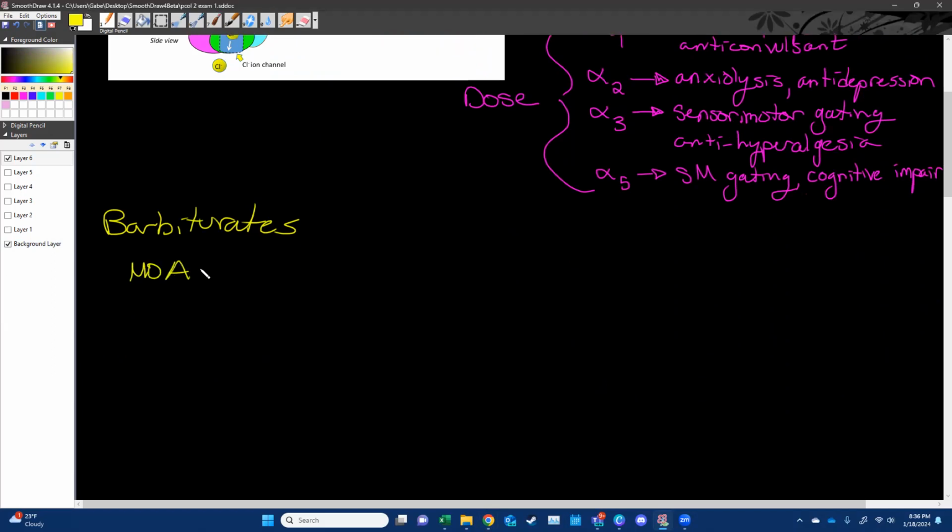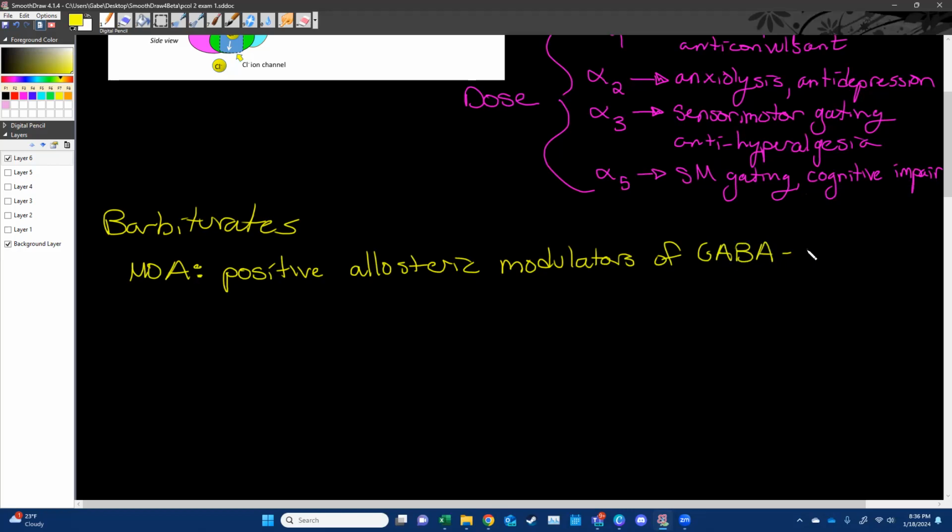But in general, what the barbiturates do is that they are positive allosteric modulators of GABA A. Are they? Yes. So what does this mean?